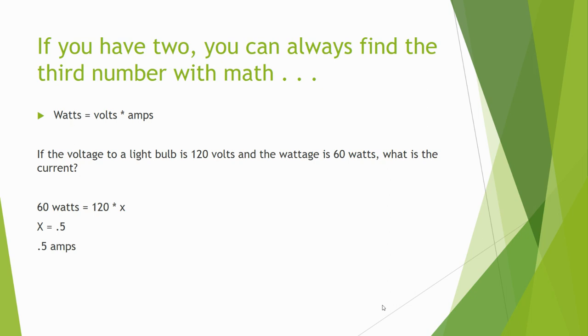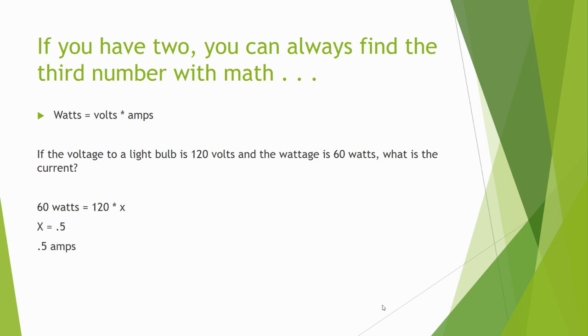The other great thing about the West Virginia formula, or watts equals volts times amps, is that if you have two of the numbers, you can always find the third one. And so I fully intend for you to pause this video and try these as we go through the mathematical parts. But the basic idea is illustrated here.